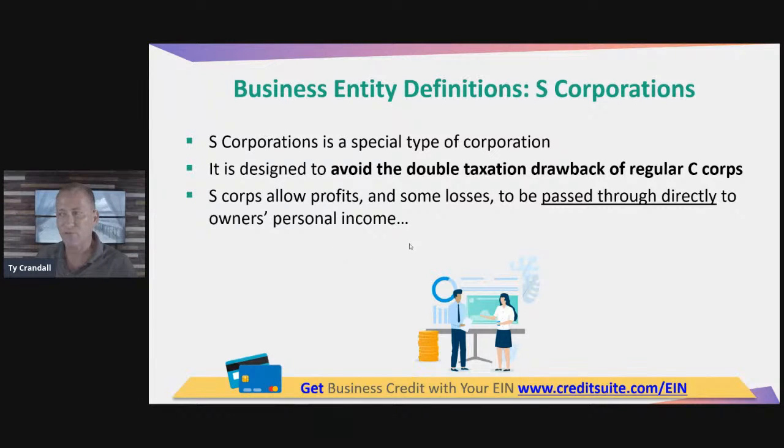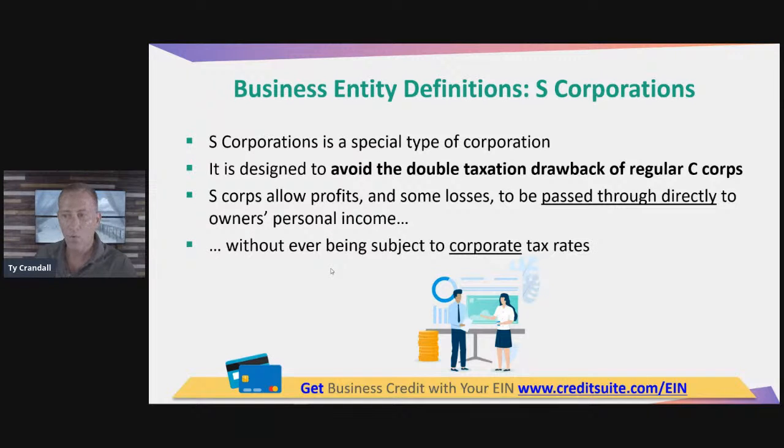S corps allow profits and losses to be passed through directly to the person's personal income without ever being subject to corporate tax rates. So what happens is with an S corporation, if my business makes money, the profit goes to me as an individual. It goes over to my personal taxes. Now, when I file my personal taxes, I'm taking into account the profit from the business that was passed to me, and I'm paying taxes once on that. So the nice thing about an S corporation is I don't have to have the business pay taxes, then pay me, then I pay taxes.